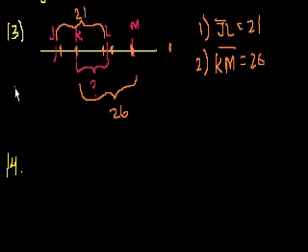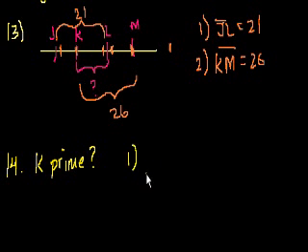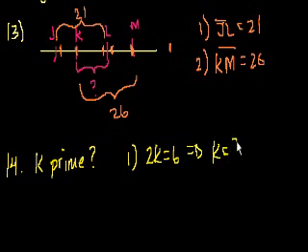Is the integer k a prime number? So, is k prime? So the first statement they give us is that 2k is equal to 6. Well, we could just do a little algebra here, divide both sides by 2, and we get k is equal to 3. And 3 is prime. So this is good. That's all we needed. We're done. Well, let's see what 2 gives us. Maybe 2 also gives us that.